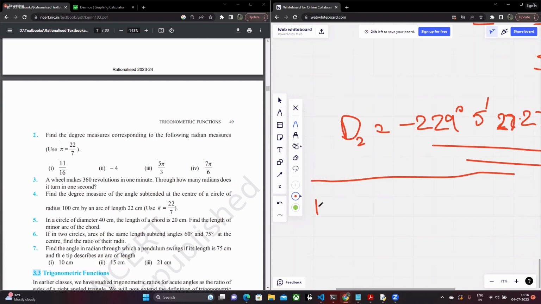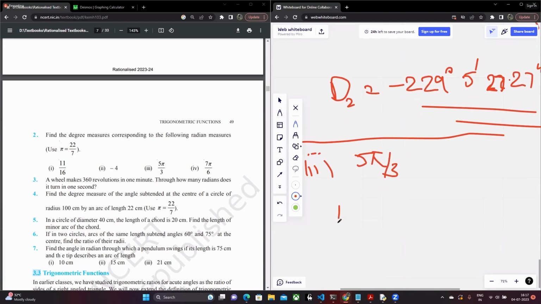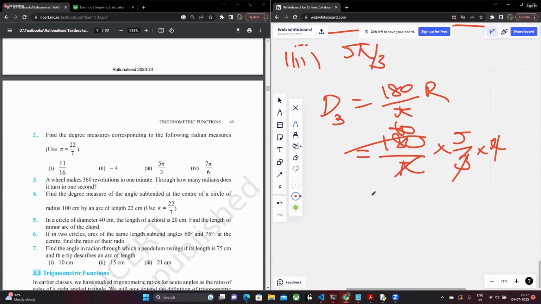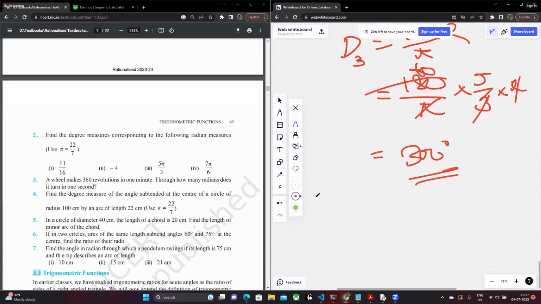Good. Question number 3. This is 5 pi by 3. Very straightforward, right? Because you have a pi over here in the radian measure itself. You can basically write this as D is equal to 180 divided by pi into R, right? I'll write this as D3 to differentiate it from whatever we have done above. So D3 is basically equal to 180 divided by pi into 5 by 3 into pi. Pi and pi cancel out. 3, this goes off at 60. And so you are basically left with 300 degrees. Right? That's your answer. Very straightforward.